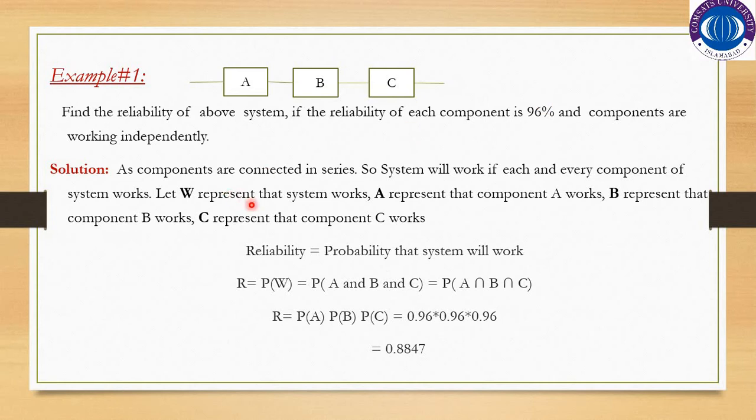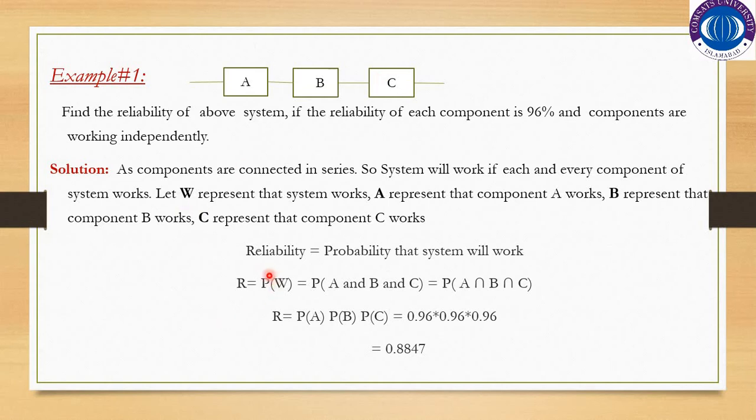So let W represent that the system works. We define this event, that the system will work, represented by W. A represents that component A works, B represents that component B works, and C represents that component C works. We have to find the reliability of the system, that is, the probability that the system will work. Now you can see from here that the system will work when all the three components work together. It means that A and B and C should work together. This is the way the system would be reliable or it would work.